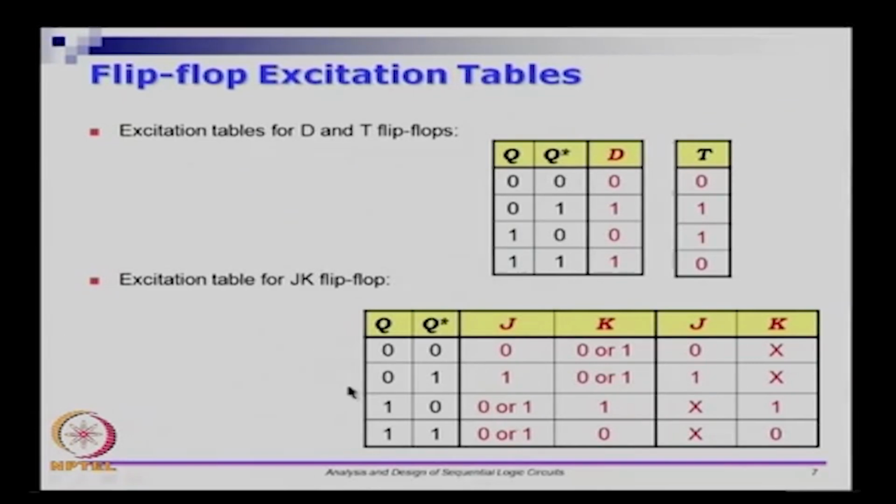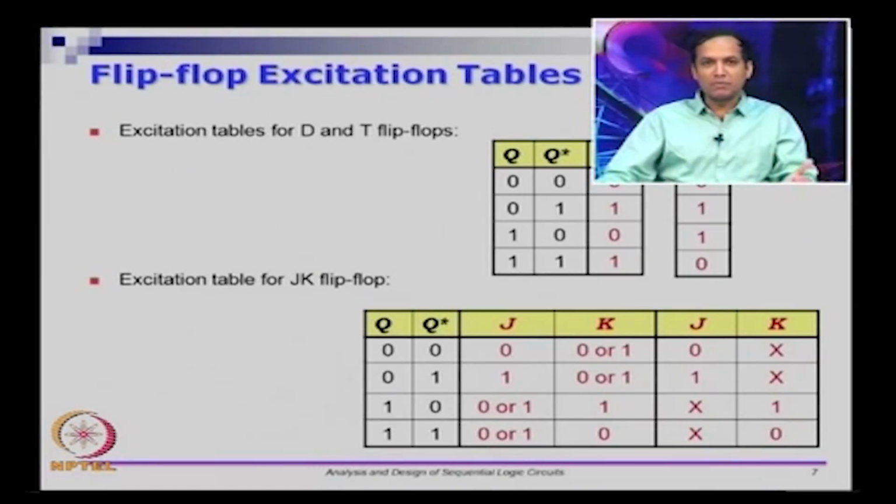JK flip flop is slightly more involved. If I give 0 0 as input, remember J is equivalent to set and K is equivalent to reset. So, definitely you should not be setting the flip flop, because if the current state is 0 and if J is 1, then this might actually go and change 0 to 1. So, you do not want that. So, you want the J input to be 0 and the K input can be 0 or 1. The reason is, if the K input is 0, you are going to keep the old value itself, right. So, this is 0 0.